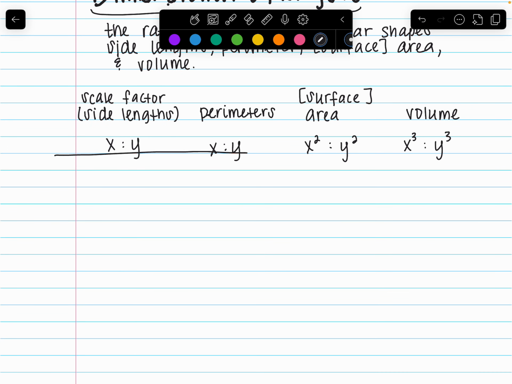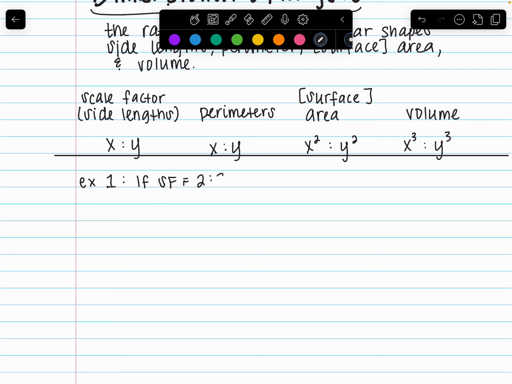So we're going to go ahead and start with the examples. There are going to be three examples. If you want to section your page into three horizontal sections, you can do that. So example one: if the scale factor is 2 to 3, we want to find the ratios of, okay, so let's talk about the ratios of the perimeters.